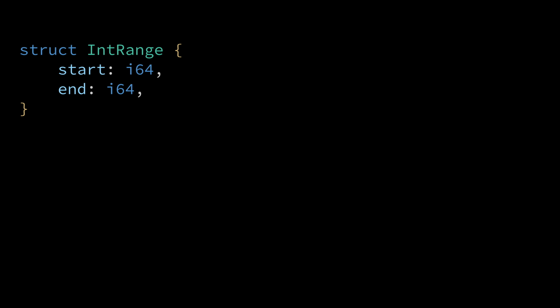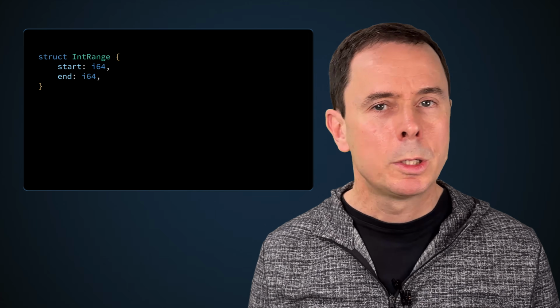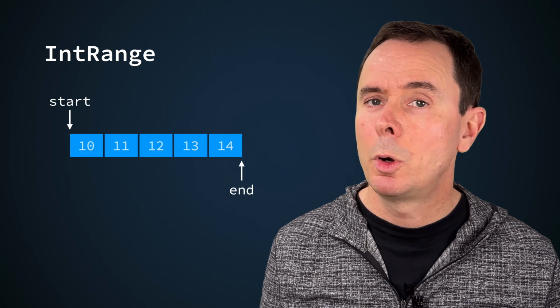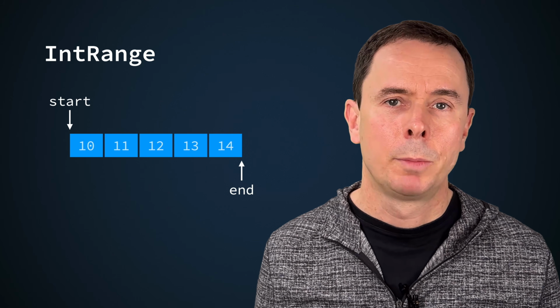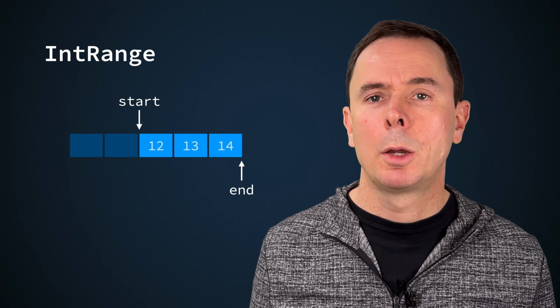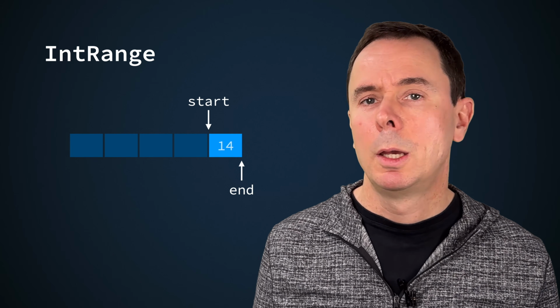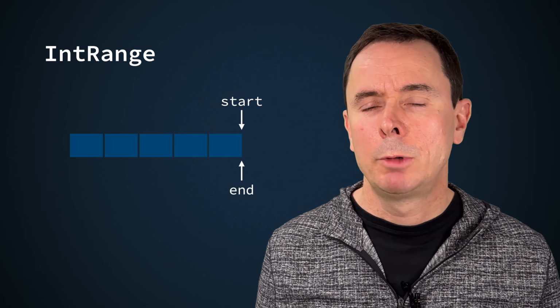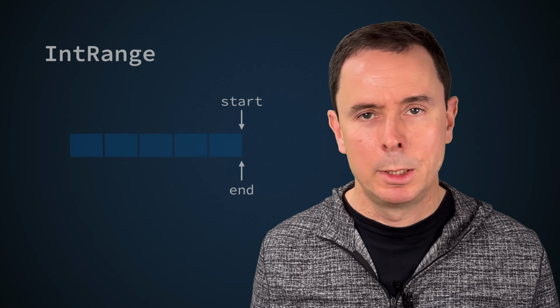So intRange has two fields, start and end, and they're both integers. When a type is an iterator, the state it holds represents the items that have not yet been visited in the iteration. So when I use this intRange as an iterator, at each step I'm going to increment the start value until it reaches the end. The values between start and end are really the remaining values that we haven't visited yet.